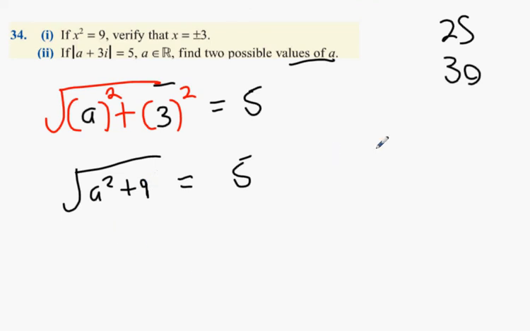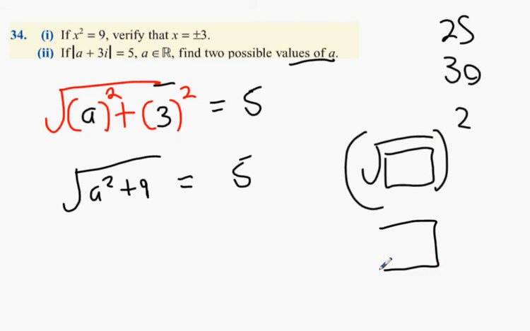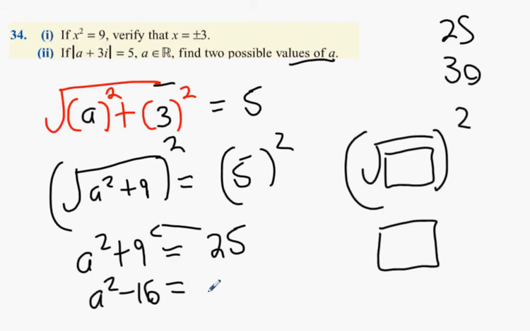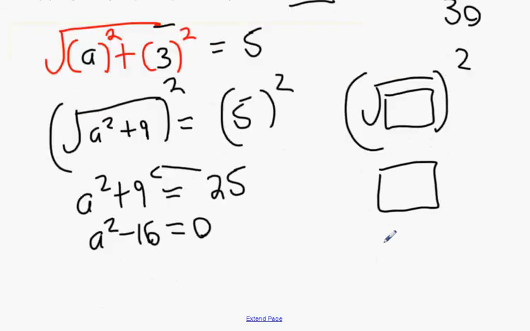Square both sides. If you square the square root, whatever is inside that square root is the answer. So if I square this square root, what'll happen? I just get a squared plus 9, and then I get equals 25. I'm going to do the difference of two squares way, but you could do it the other way as well. I'm going to get a squared minus 16 equals 0. Sam, you would have got a squared equals 16. You would have square rooted it and you would have got 4 or minus 4.